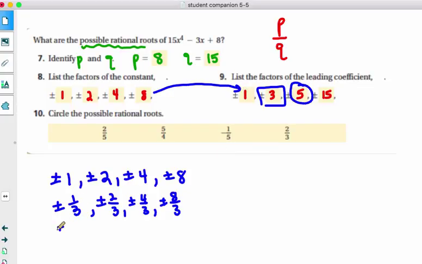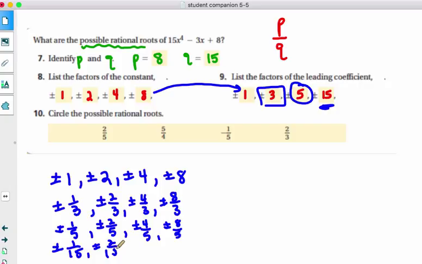What about each one of these divided by 5? A whole bunch more: 1/5, 2/5, 4/5, 8/5. And lastly, all of these terms divided by 15: 1/15, 2/15, 4/15, and 8/15.